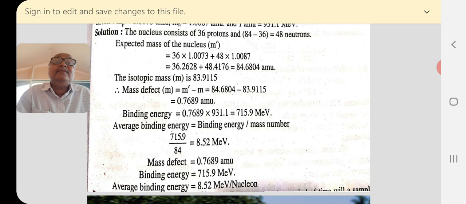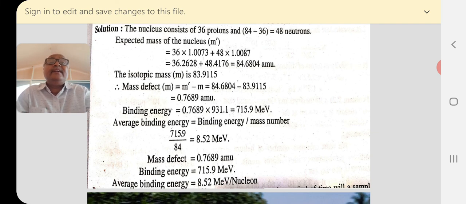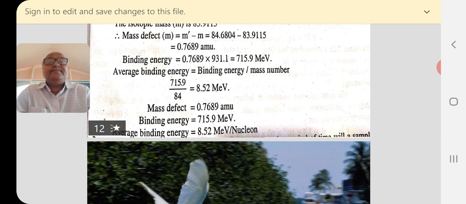In this example, the mass defect is 0.7689 atomic mass unit. Hence, the binding energy is equal to 0.7689 into 931.1, which gives 715.9 MeV. And the average binding energy is 715.9 upon 84, where 84 is the mass number. Hence, after division, we get 8.52 MeV as the average binding energy.